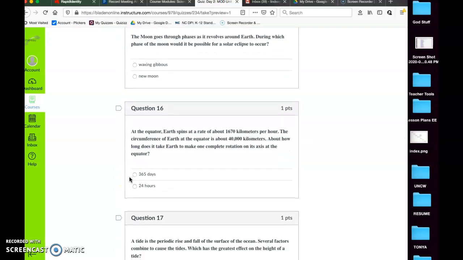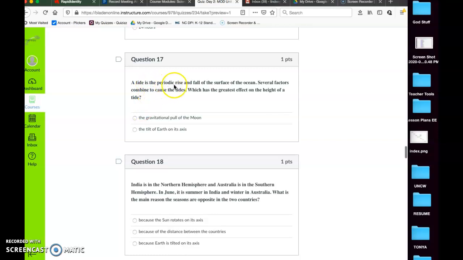At the equator, Earth spins at a rate of 1,670 kilometers per hour. The circumference of the Earth at the equator is about 40,000 kilometers. About how long does it take Earth to make one complete rotation on its axis at the equator? Is it 365 days, or is it 24 hours?